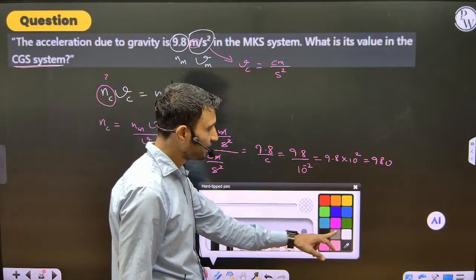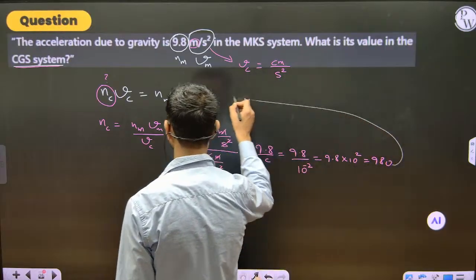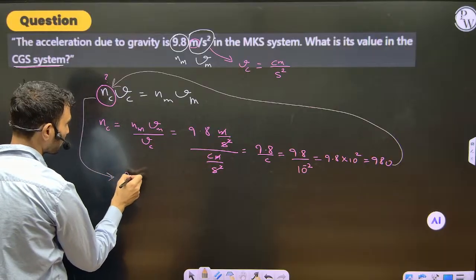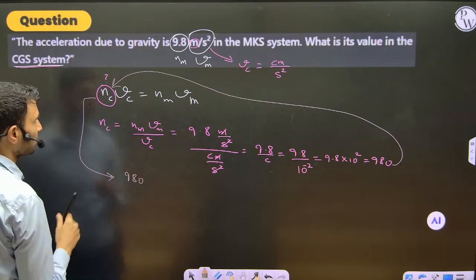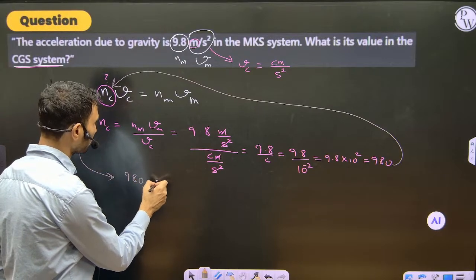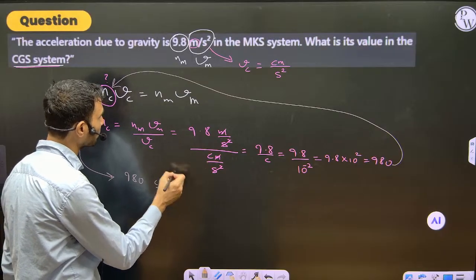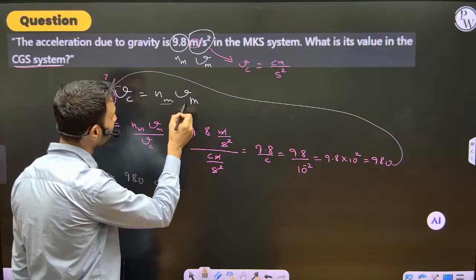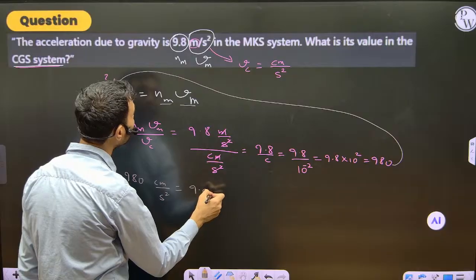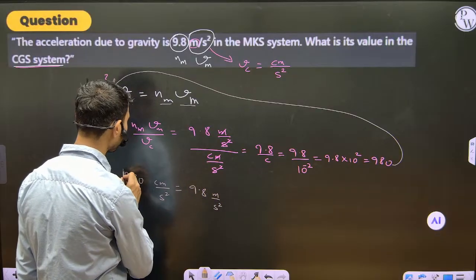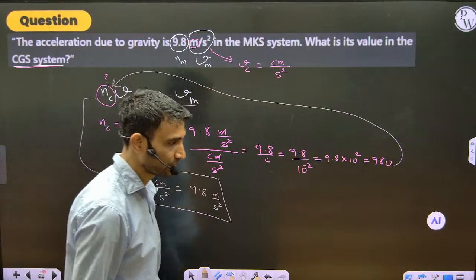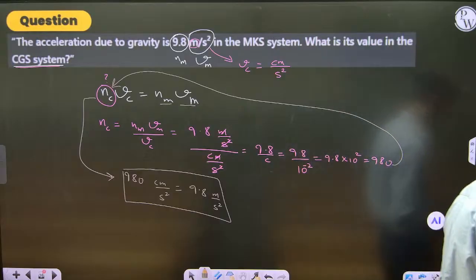So this value of 980 that we have got, we can put back here to get the entire equation, which tells me that NC, which is 980, into UC, which is centimeter per second square, is equal to NM into UM, and NM is 9.8 meter per second square. So we get that 9.8 meter per second square is actually 980 centimeter per second square, right? Take this one.